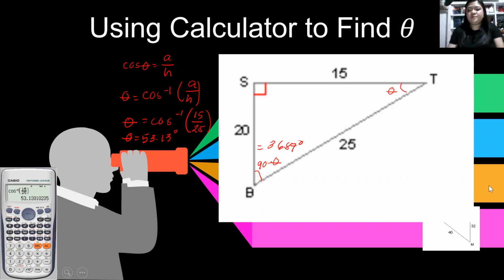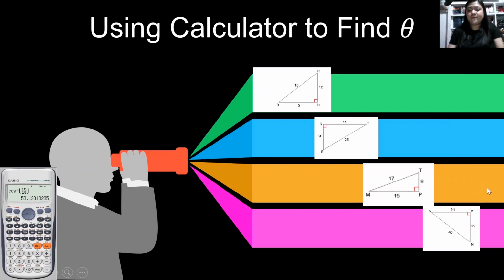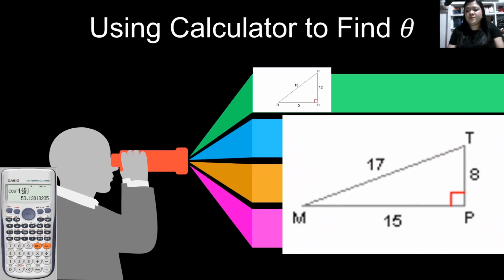Okay, let's have question number 3. We have triangle MPT, whose sides are 15 and 8, and the hypotenuse is 17. We used cosine and sine. Now let's use tangent. So tangent theta is the opposite side over the adjacent side. To get theta, given that we have tangent, we use arc tangent of the opposite side over the adjacent side.